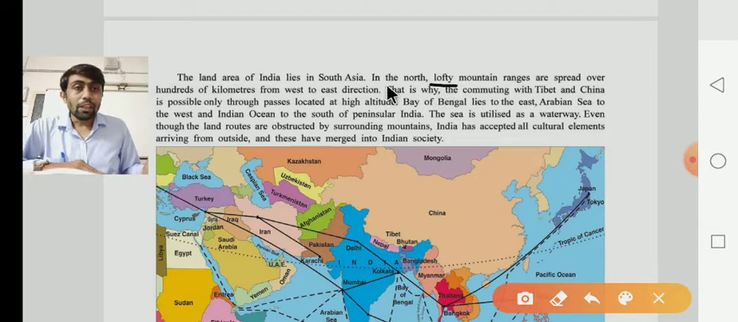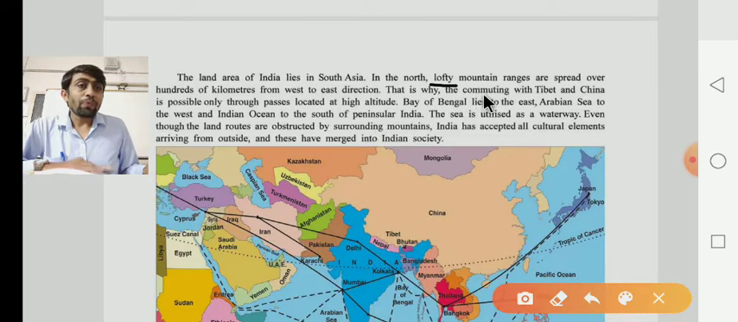So in the same way, in the northern part, the lofty mountain ranges are spread over hundreds of kilometers. It means this whole area is spreading for hundreds of kilometers from west to east direction, from west to east direction.